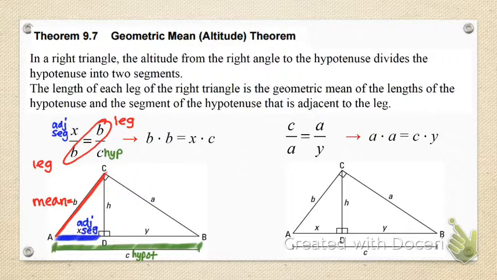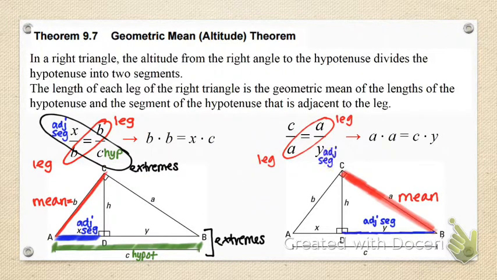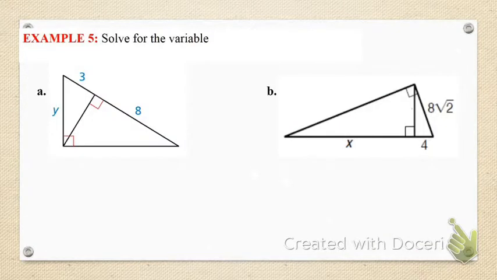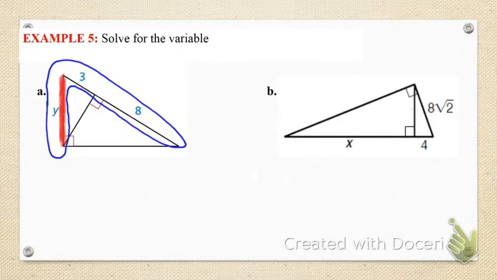Same thing is true if you look at the other leg on the other side. The leg, CB, is going to be the geometric mean of the piece of the hypotenuse closest to him, called the adjacent segment, and the entire hypotenuse. Okay, so the extremes are always the piece of the hypotenuse closest to the leg and the entire hypotenuse, and the means are always the legs. So let's take a look at how we would solve these. This theorem is sometimes called the boomerang theorem, right? You can see there's the boomerang.